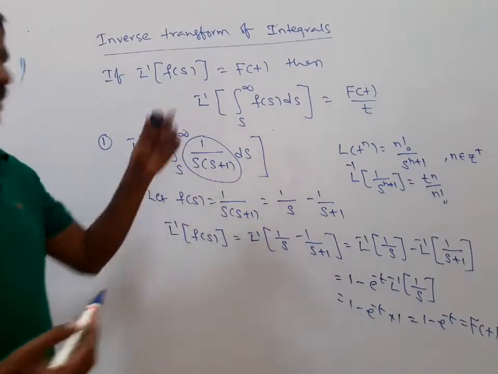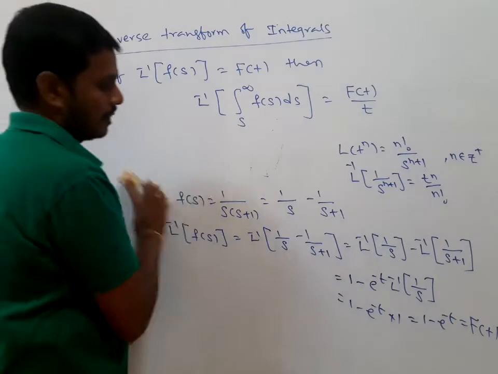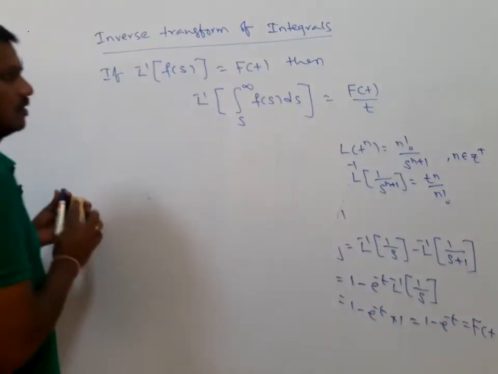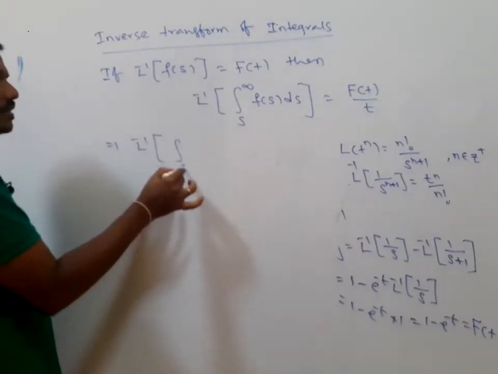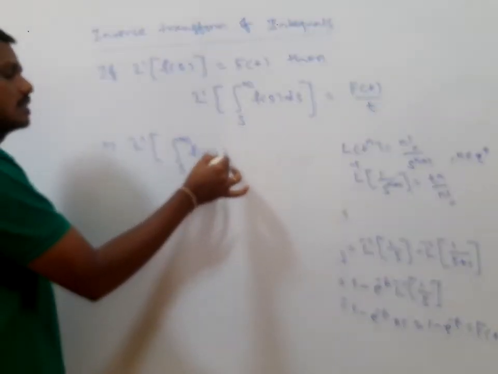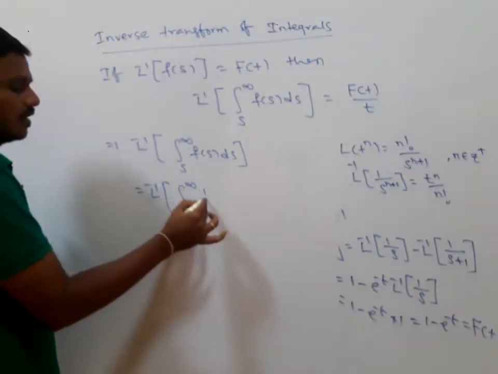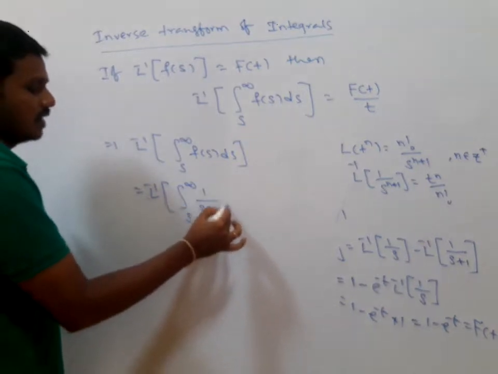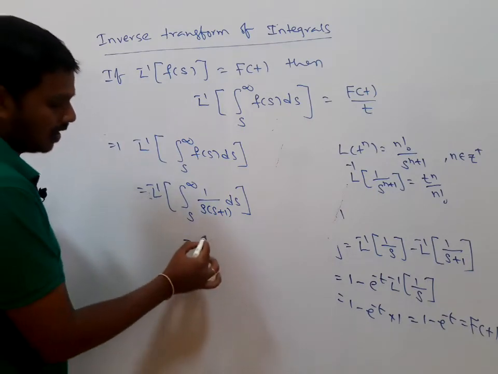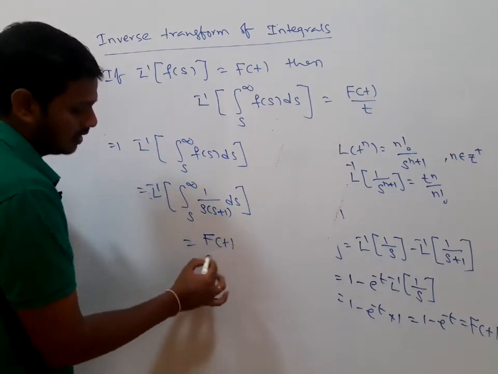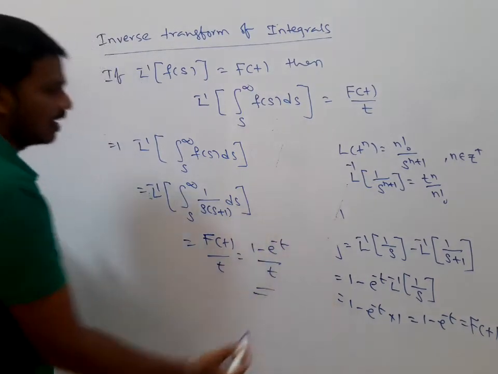Right, now by applying this theorem, we can write the integral here. L inverse of integral s to infinity f of s ds is the same as L inverse of integral s to infinity 1 by s into s plus 1 ds, which is equal to f of t divided by t. With f of t we have 1 minus e to the power of minus t, divided by t. This is the evaluation process.